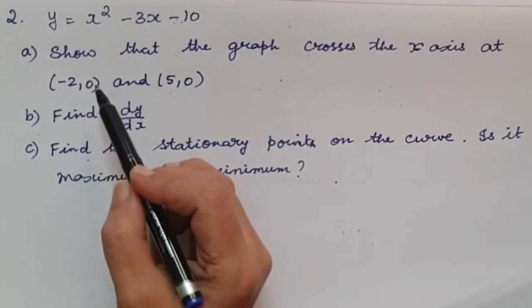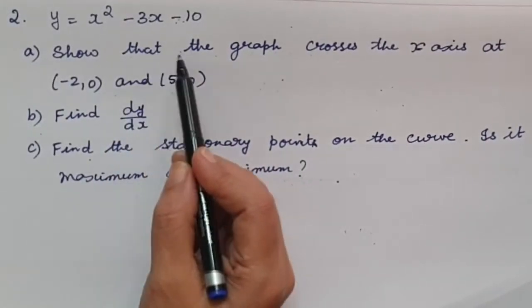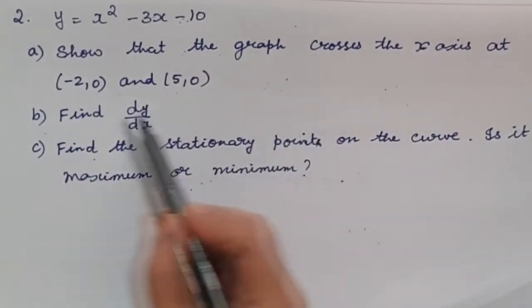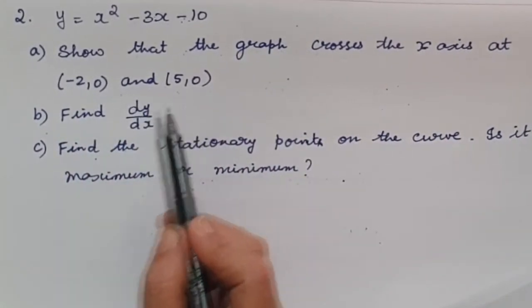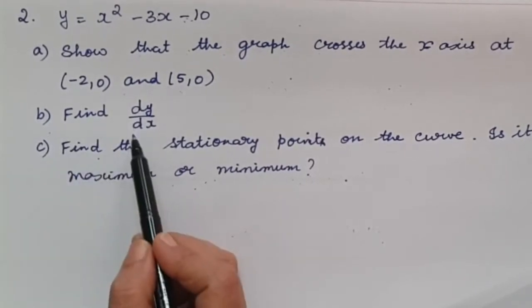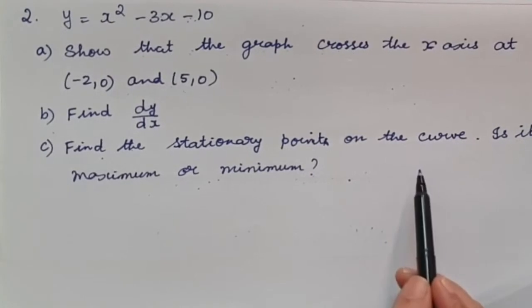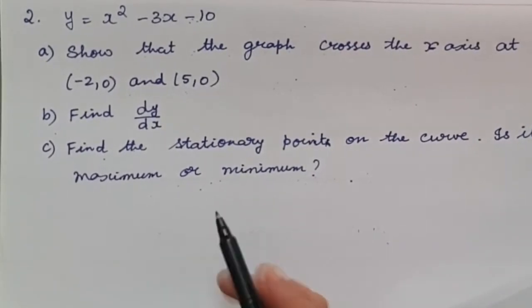The second question: y equals x squared minus 3x minus 10. A, show that the graph crosses the x-axis at (minus 2, 0) and (5, 0). B, find dy over dx. C, find the stationary point on the curve. Is it maximum or minimum?